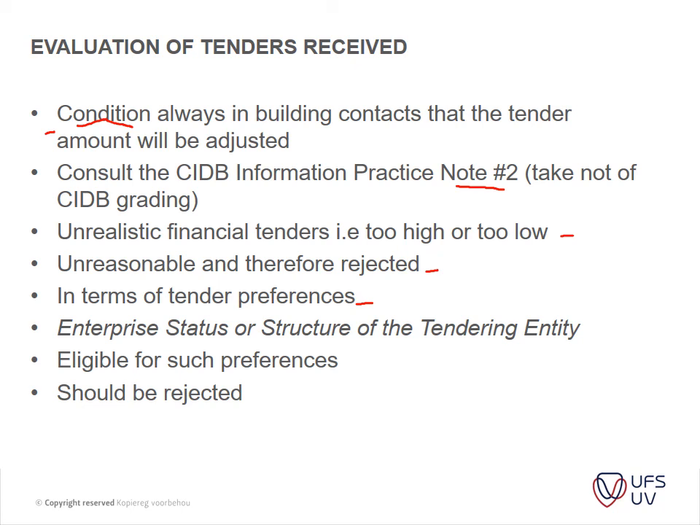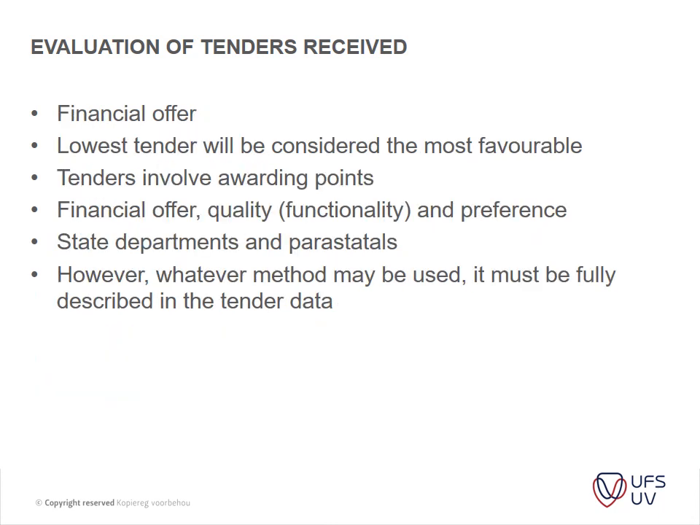Then enterprise status of structures and tendering entities. Please have a look at that in your book. And then eligibility of such preferences is also evaluated. So finally, you should look at whether contractors should be rejected or led through to the following round of evaluations. And then finally, evaluation of the tenders received.